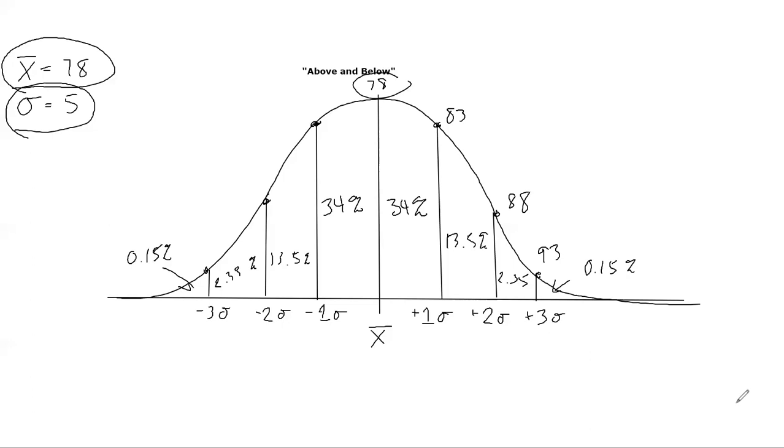Okay, what about to the left of the curve? Because remember, I'm comparing the score to everyone in the class. So 78 minus 1 standard deviation, going to be 73. 68, and wait, that's not right. Wait, is it? Yes, it is. This is 63.